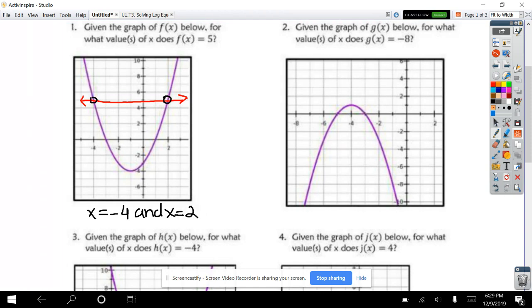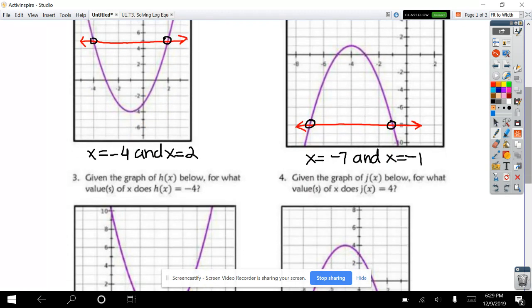Number 2 says given the graph of g of x, for what values of x does g of x equal -8? So again, g of x is just another way of saying y. So I want to look at where y equals -8 and then see what x values touch at y equals -8. So that's at x equals -7 and x equals -1 where it crosses. So x equals -7 and x equals -1.